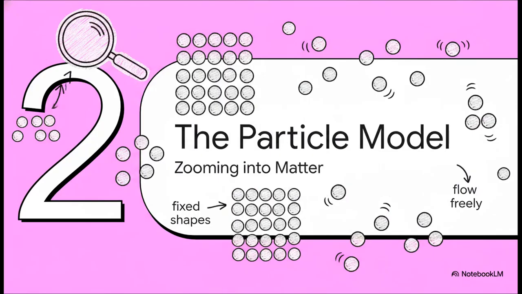Part 2. Inside the particle model. To truly grasp why these materials behave this way, and why they either maintain fixed shapes or flow so freely, we really need to zoom down into the microscopic particle model, which is also known as kinetic theory.